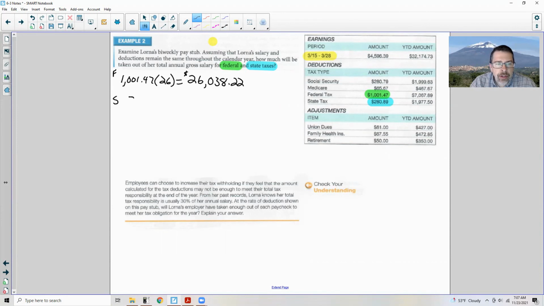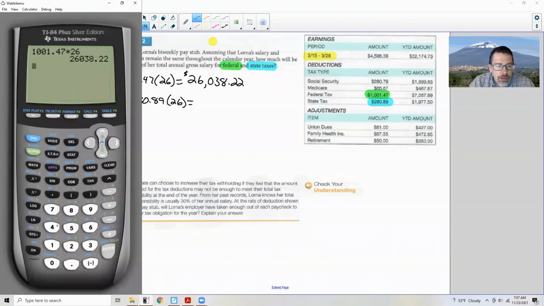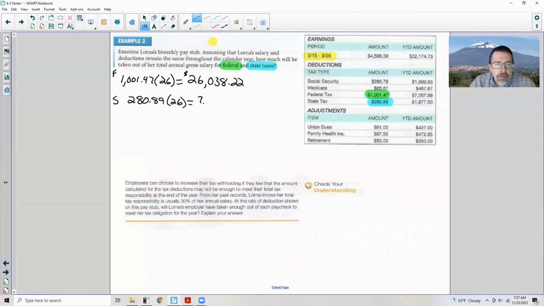State taxes are $280.89. So $280.89 times that same 26 pay periods will give me 280.89 times 26, 7,303.14. Okay, so it says how much will be taken out of her total annual gross salary for federal and state. So this much will be taken out federal, this much will be taken out state, and that is a total of $33,341.36. Okay, so now pause the video, do the check your understanding, come back and see how you did.